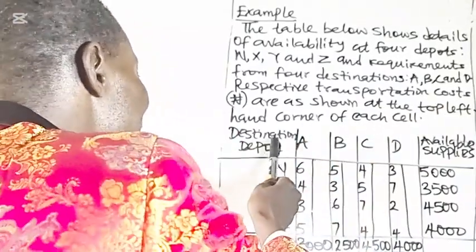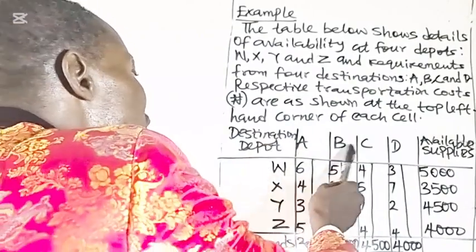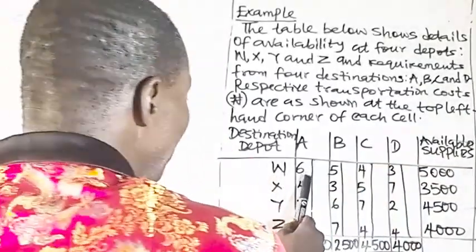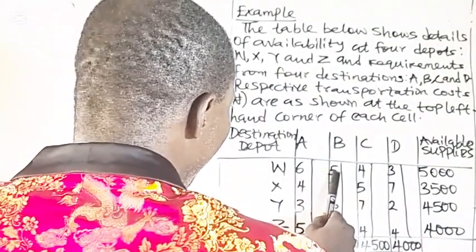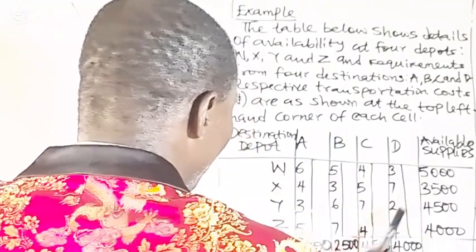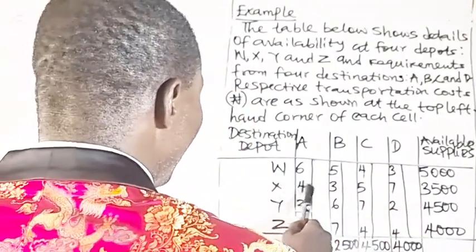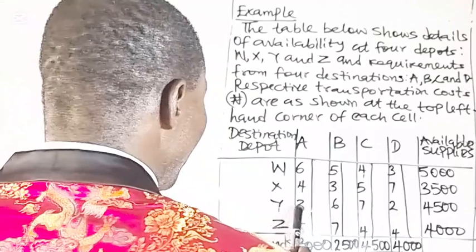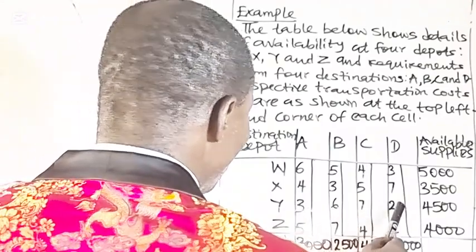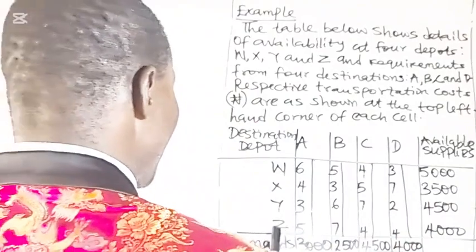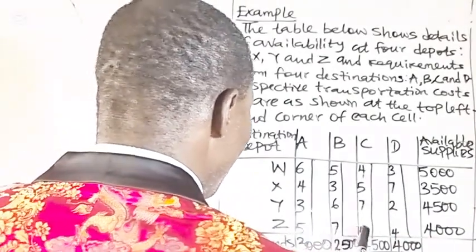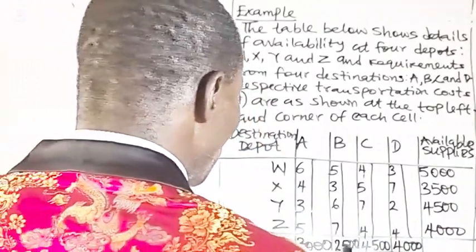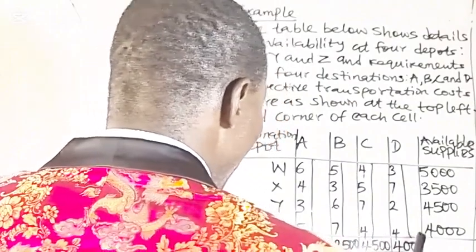We have destination, depot, A, B, C, D. Then we have available supplies. W: 6, 5, 4, 3, 5,000. X: 4, 3, 5, 7, 3,500. Y: 3, 6, 7, 2, and 4,500. Z: 5, 7, 4, 4, and 4,000. Demands: 3,000, 2,500, 4,500, 4,000.